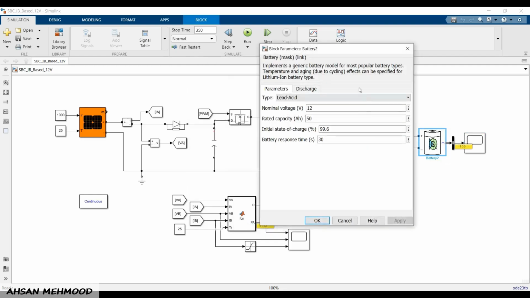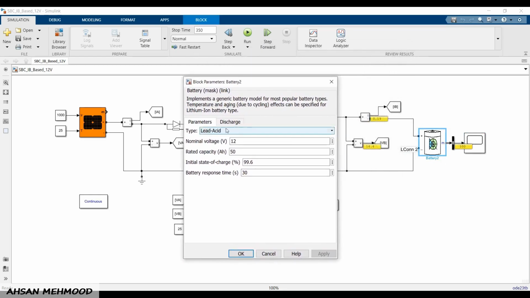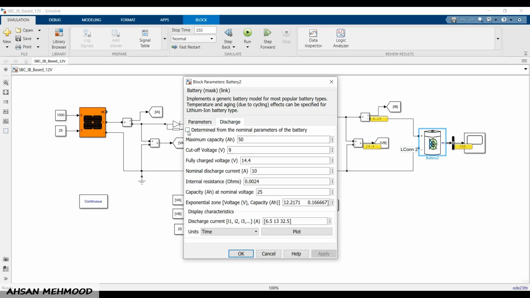In the battery parameters window, lead acid battery of 12 volt and 50 ampere hour are set. As battery charging simulation takes a long time, therefore to save time, initial state of charge has been set to 99.6%. In the discharge window, the parameters set are shown on the screen. Remember to set the value of fully charged voltage equal to float voltage, otherwise simulation will take very long time.